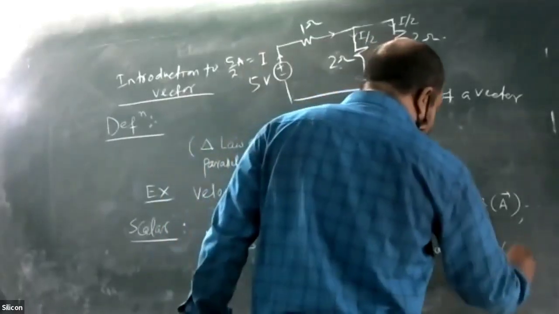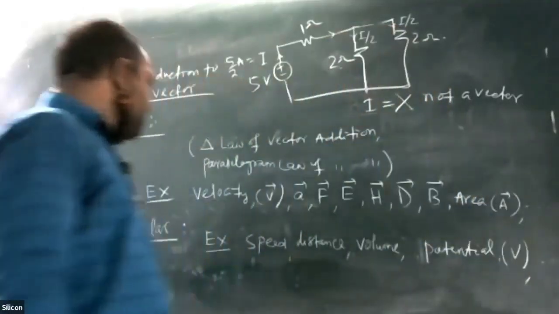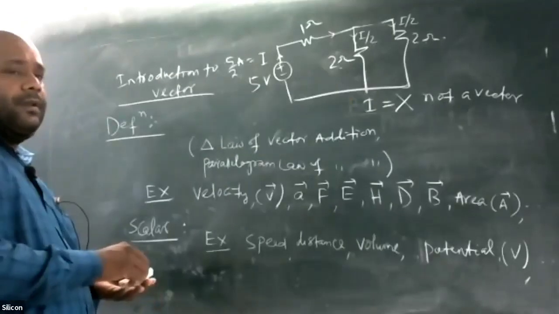Potential difference you can take. This is a V we can take. These are the various scalar quantities and these are the various vector quantities.